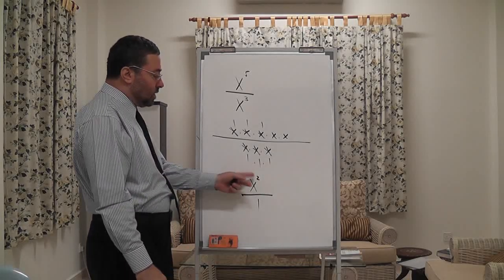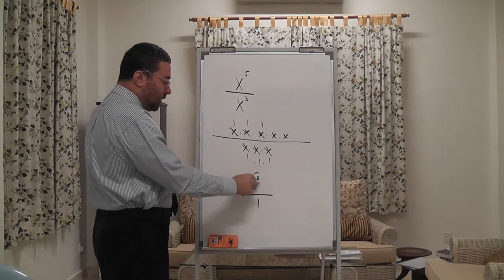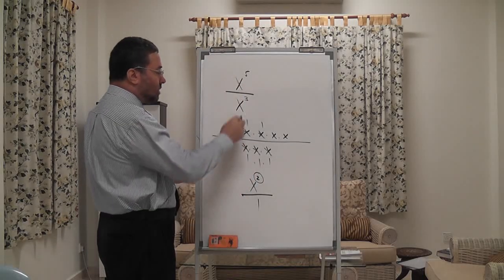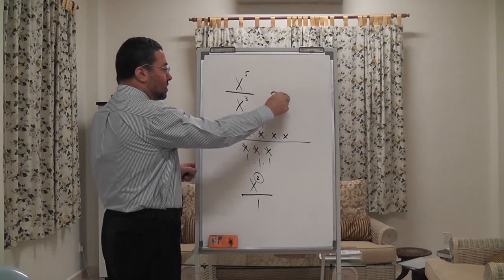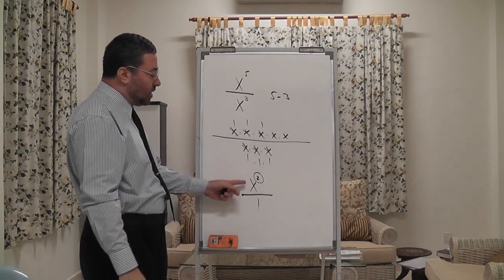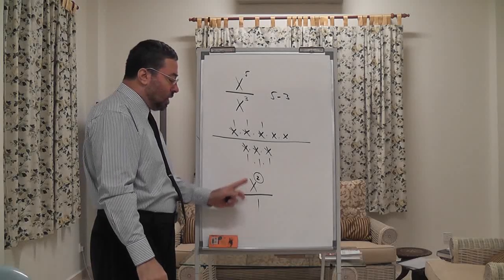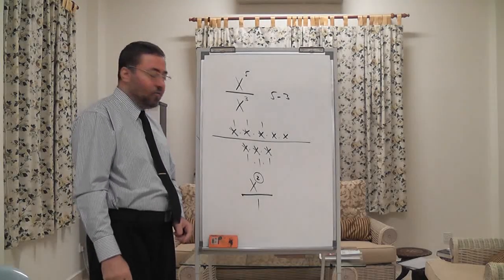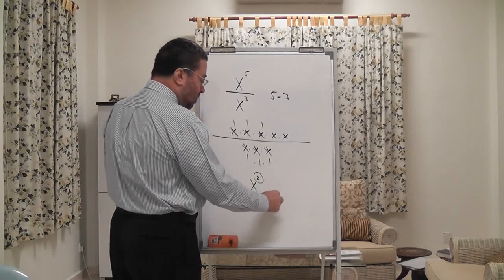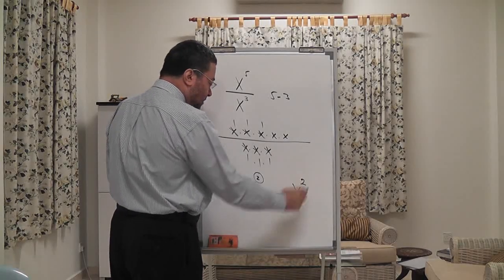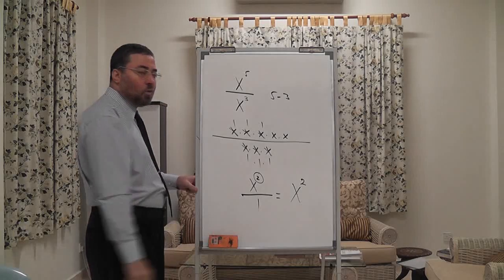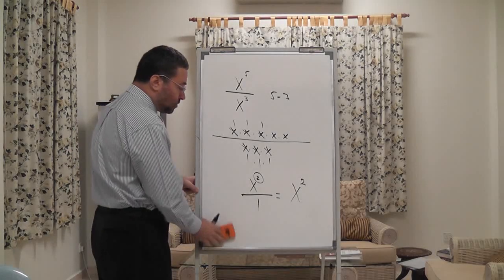Notice that x squared, the 2 here, is the difference between the powers. It's 5 minus 3. So we end up having in the numerator the base with the difference of the 2 powers, and in the denominator we have 1. And since we are dividing by 1, the answer will be x squared. Any number divided by 1 will not change.